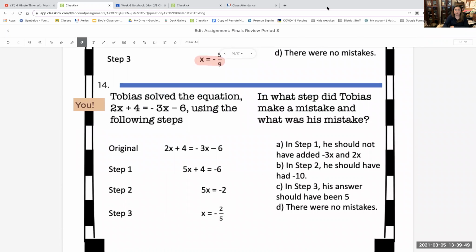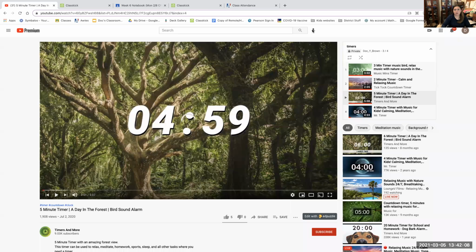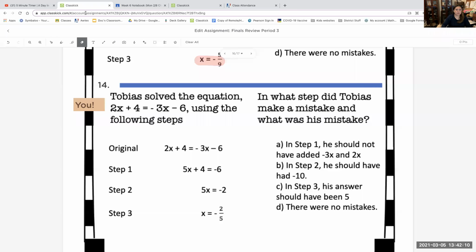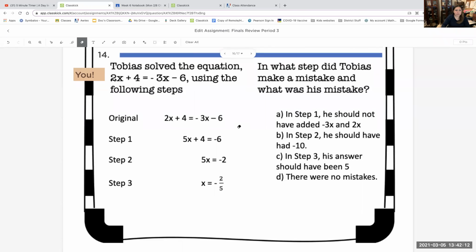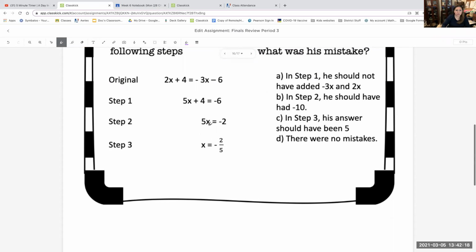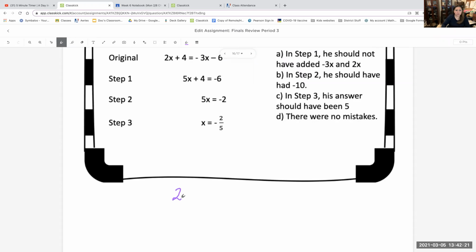So for the most part, you guys got this. Some of you guys didn't, but if you start solving this one, 2x plus 4 equals -3x minus 6.